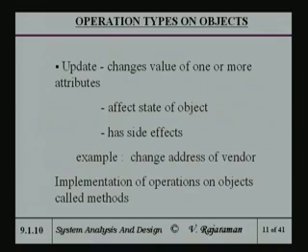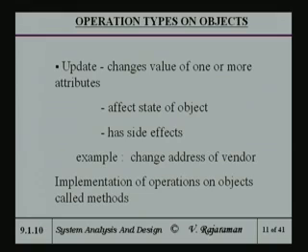An update changes values of one or more attributes. An update affects the state of the object and has side effects. For example, a change of address of a vendor. It's a requirement, and now the vendor's address is changed. Hopefully outside the object there is no effect. Only internally have I changed the address, and the address change gets reflected in whatever method I use in that object. The implementation of an operation on objects is called a method, because I already used the terminology. Any algorithm to implement an operation is called a method in the object-oriented context.